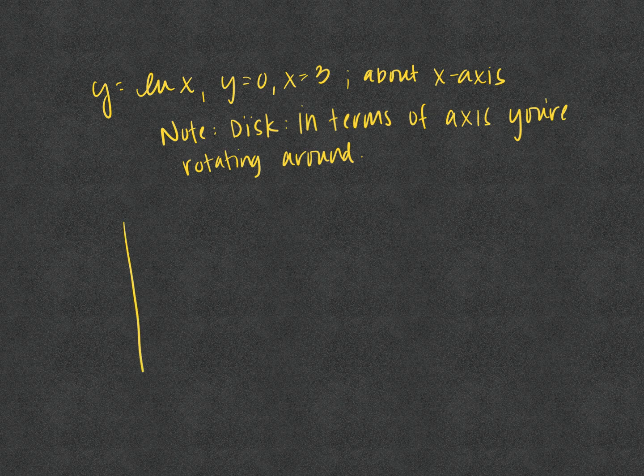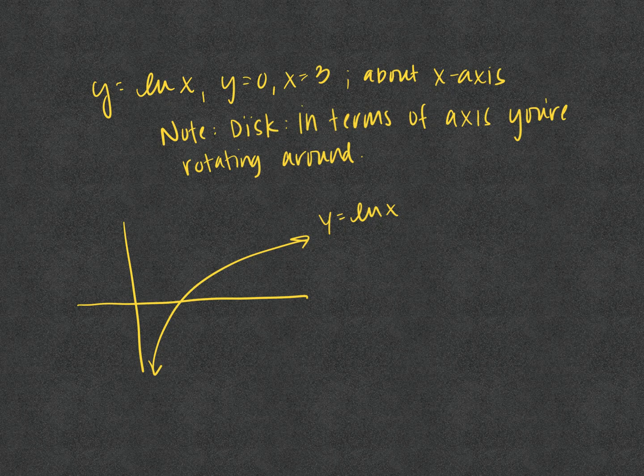Okay, so y equals ln of x. Y equals ln of x looks about like this. So that's our first function. Y equals 0 is our second function. It runs right across here, y equals 0. That red and yellow don't look good together. And x equals 3. X equals 3 is a vertical line.